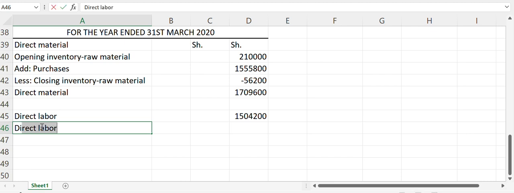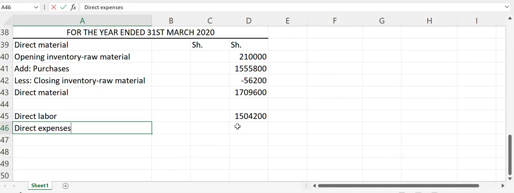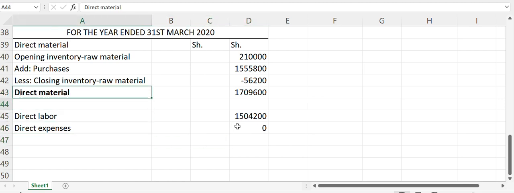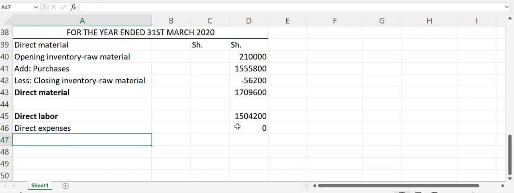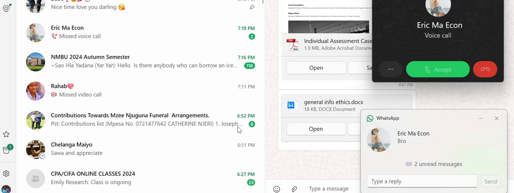Then the next one, if it is there, is direct expenses. In most cases this is not usually there. It's rare to find direct expenses. A good example is hiring a crane driver. That is a direct expense. So we don't have that one here. Next we go to indirect.